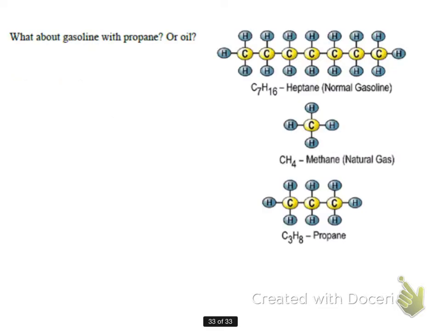What about gasoline with propane or oil? So here we've got heptane, which is commonly found in gasoline, and then methane, which is natural gas, and propane, which is the fuel used in tanks, for grilling and things like that. So all of these have the same intermolecular forces. They're all nonpolar, so they will all be soluble with each other or miscible with each other.